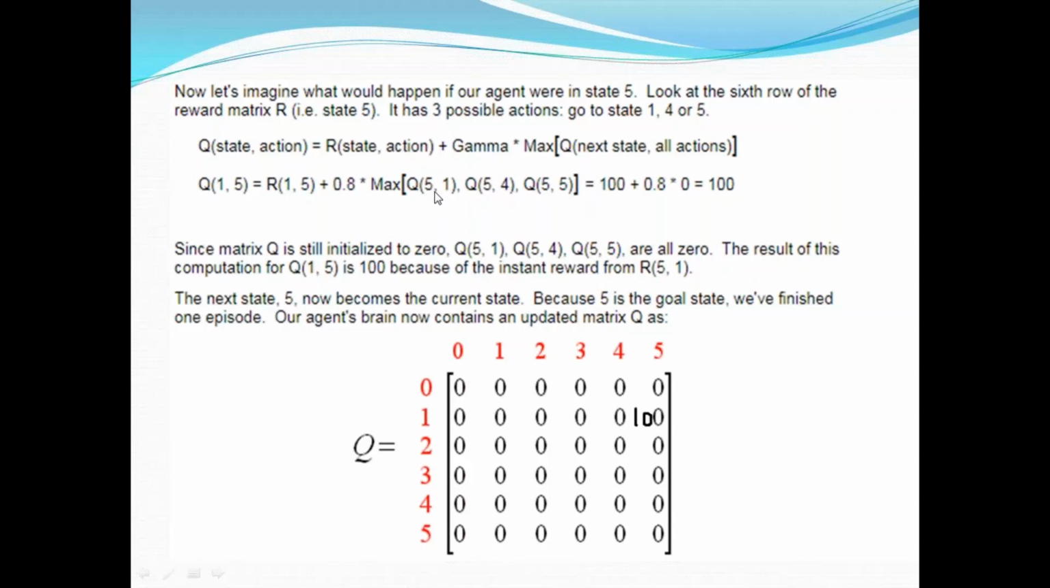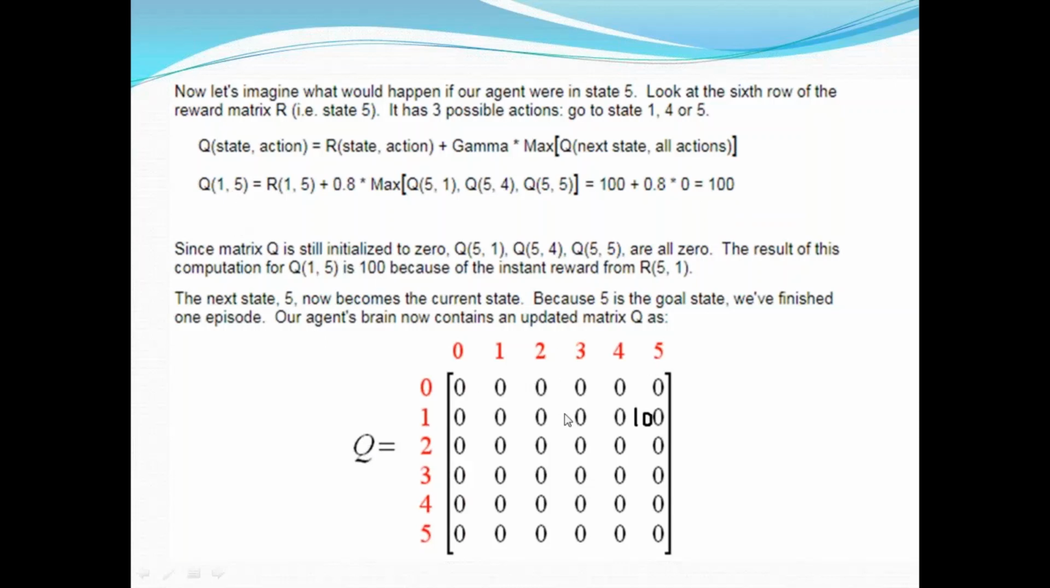Right? So from 5 can go to either 1, 4 or 5. So this is dependent on the maximum of Q values. Remember there are two matrices, R and Q. Q is initially all zeros, so all these values are zeros only. That is why we are taking 100 plus 0.8 into 0. That is 100. Right? So now we'll update the Q value of 1 comma 5 to 100.